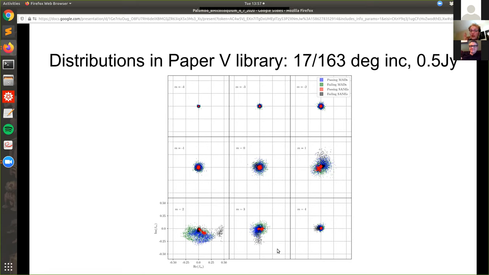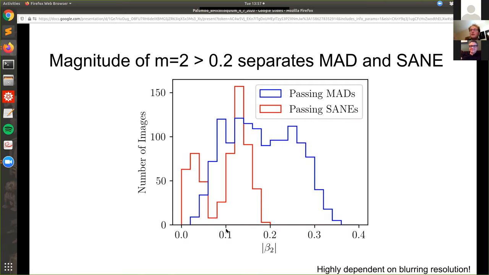But just naively, blue and red are most separated in the m equals 2 distribution. There's also lots of fascinating structure: there's this large bubble of failing SANEs that are all at very high radial coherence. But moreover, the MADs are sprayed out in the bottom two quadrants, and the SANEs are all clustered very tightly in the bottom right quadrant at low amplitudes. So if we were to just look at the magnitudes of these coefficients at this particular resolution, the m equals 2 mode does separate MAD and SANE beyond a certain point.